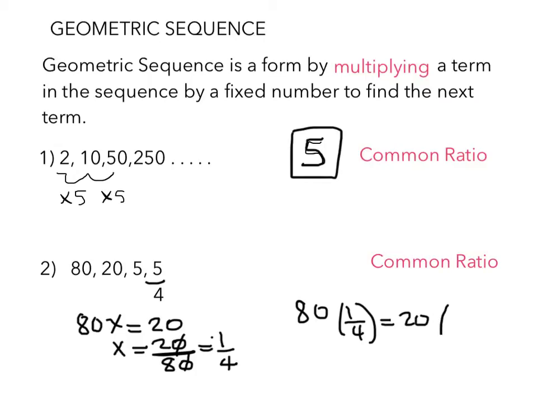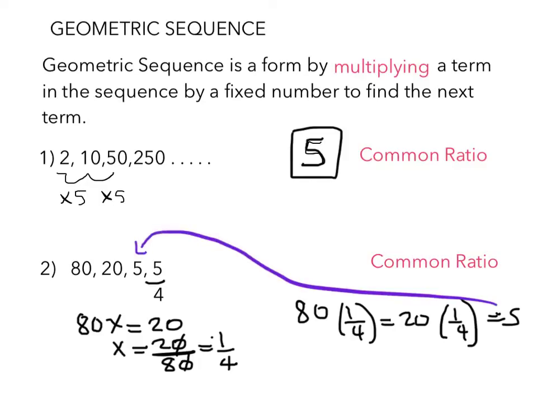And that one times 1/4 gives me 5, which is the next in the sequence. So my common ratio will be 1/4, the multiplication of 1/4.